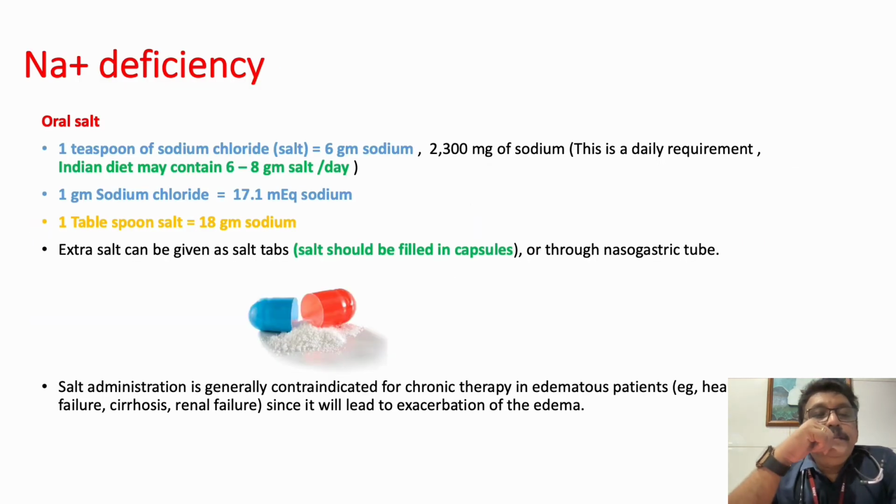Now in sodium deficiency, most of the patients we have to give oral salt. So we should know how much sodium chloride each teaspoon contains. It contains around 6 grams. Normally we take around 6 to 8 grams of salt in a day. So whatever additional amount is needed, we have to add to the diet, either in the diet or orally or through Ryle's tube, or you can make capsules of sodium and give to the patient. So an additional 2 grams means one third of the teaspoon can be given. So normally 1 teaspoon contains 6 grams.